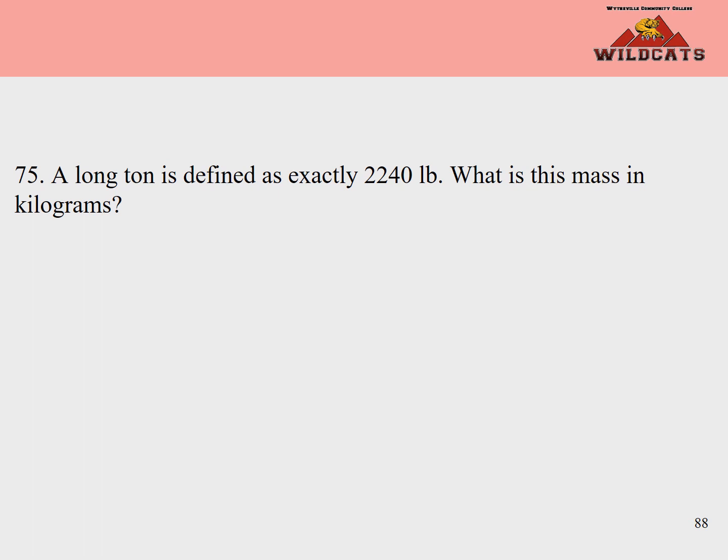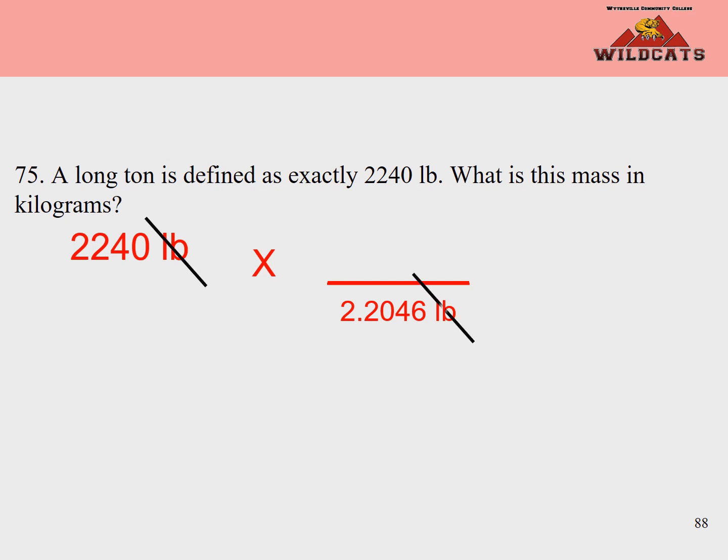A long ton is defined as exactly 2,240 pounds. What is the mass in kilograms? Okay, 2,240 pounds. I'm going to get rid of pounds using 2.2046 pounds in a kilogram. And then we end up with 1,020 kilograms, or basically a metric ton.